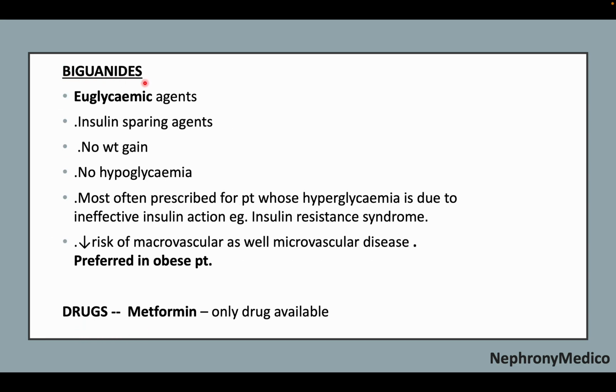Now, biguanides. These are the euglycemic agents and insulin sparing agents. There is no weight gain, no hypoglycemia, and they are most often prescribed for patients whose hyperglycemia is due to ineffective insulin action. There is reduced risk of microvascular as well as macrovascular disease, and they are preferred in obese patients. The drug is metformin, which is the only biguanide available.